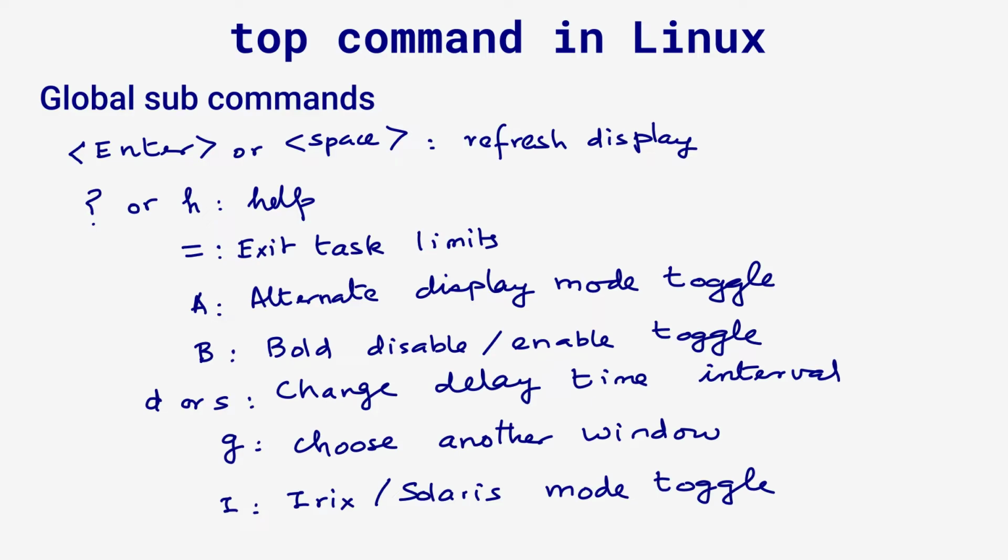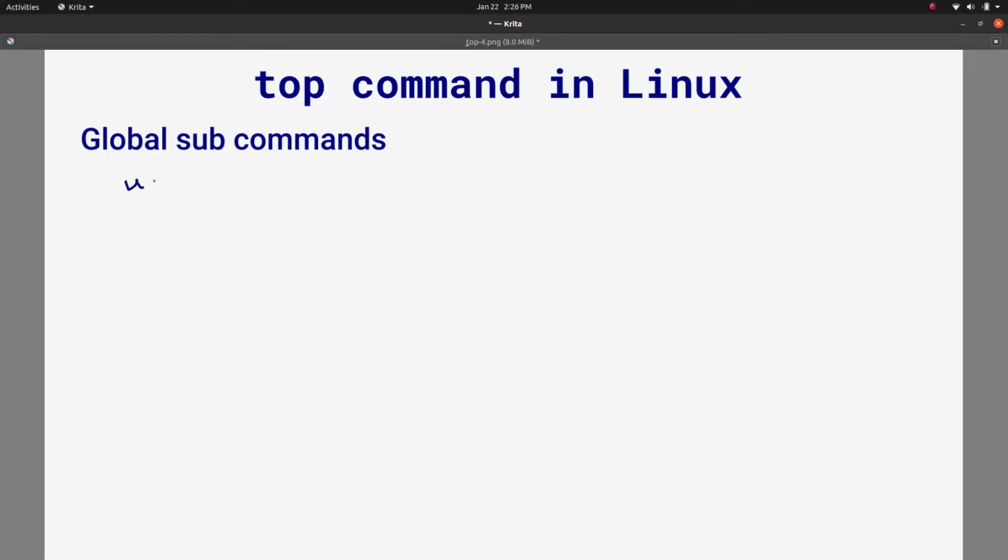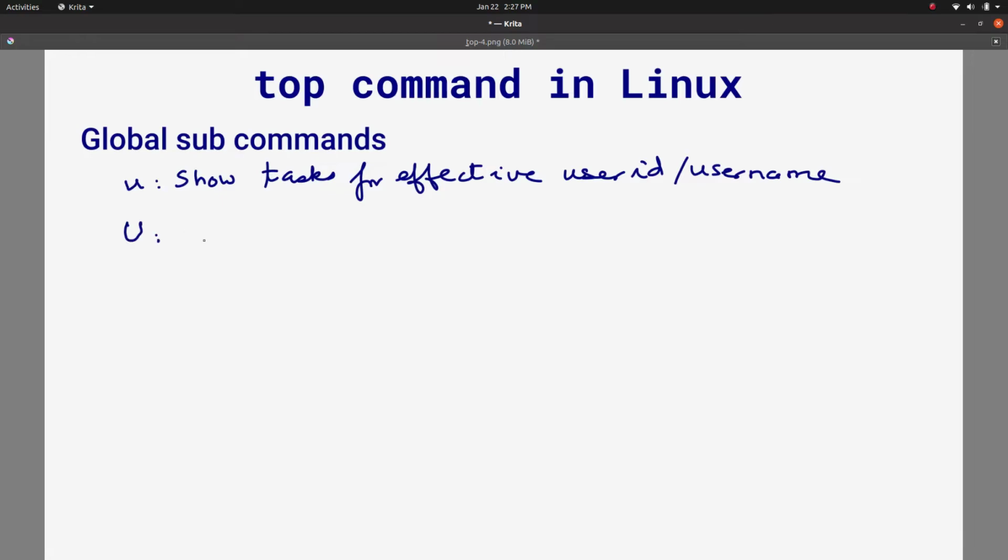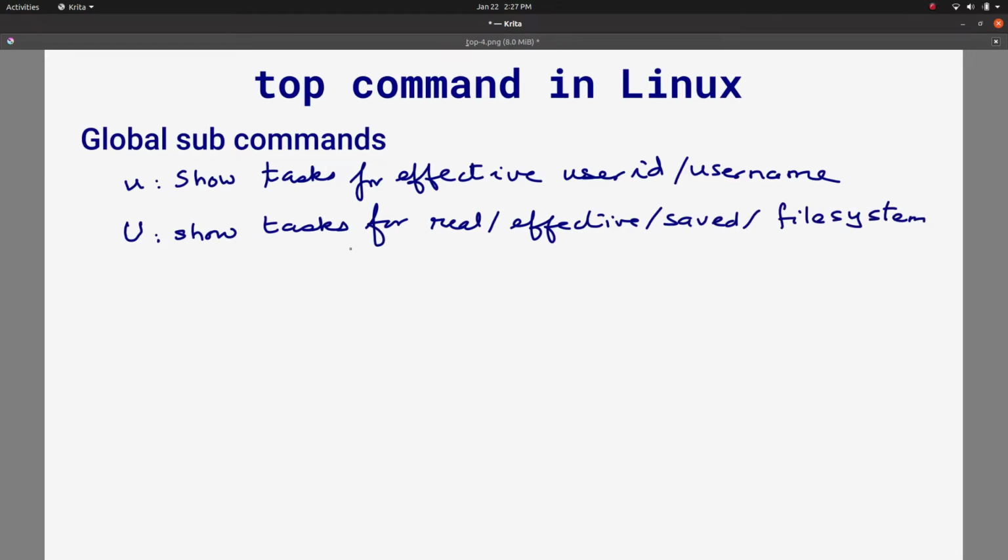Uppercase I is for toggle between Irix mode and Solaris mode. In the Irix mode, the CPU usage is divided by the total number of CPUs in the system. Lowercase u selects an effective user ID or username, and only processes belonging to that user would be displayed. Uppercase U selects a real, effective, saved, file system user ID or username. Only processes belonging to that user are displayed.